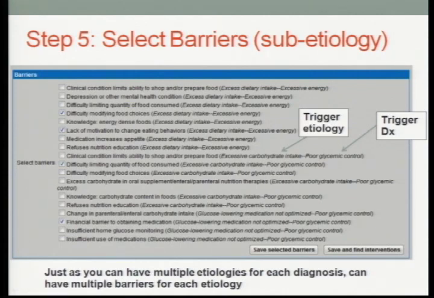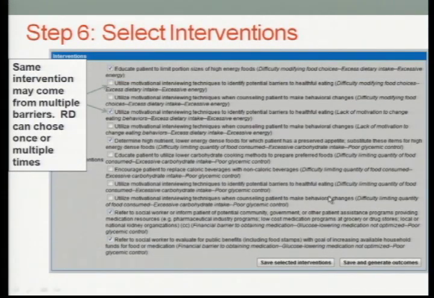So you're dealing with these things all the time. This is just a way of documenting it, okay? And then finally, the interventions.